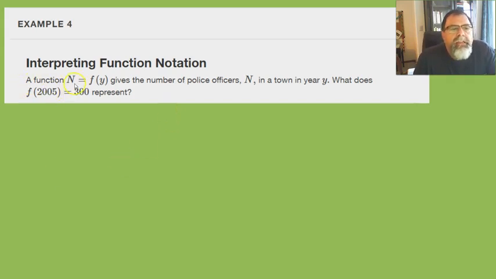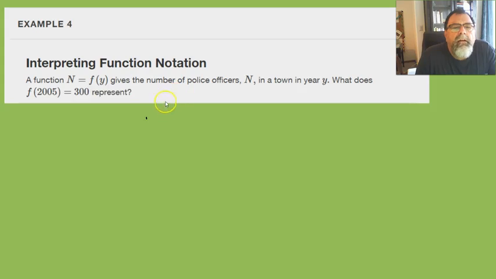Example 4, interpreting function notation. A function n equals f of y gives the number of police officers in a town in year y. So what does f of 2005 equals 300 represent? So remember, n is the output, right? So 300 is the output, which is n. So that's the number of police officers.